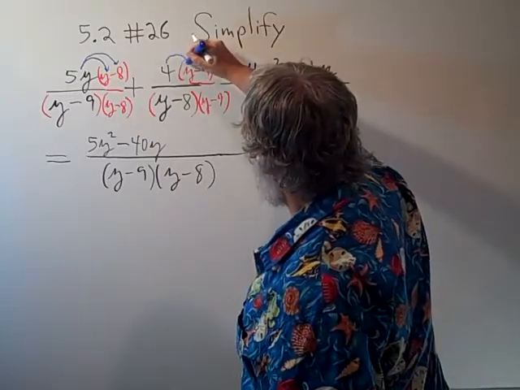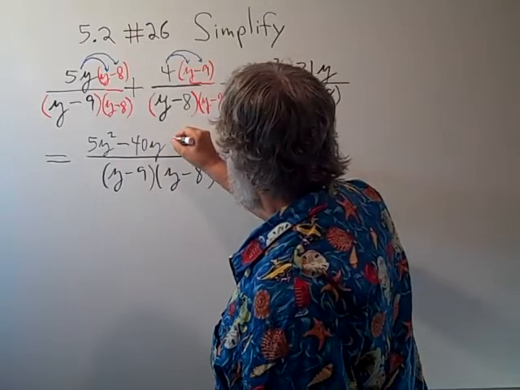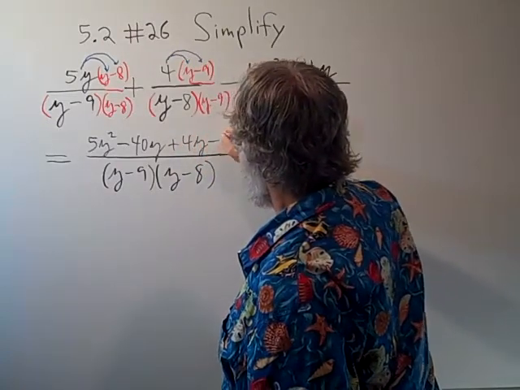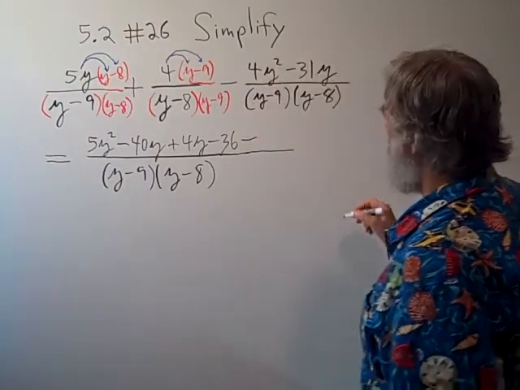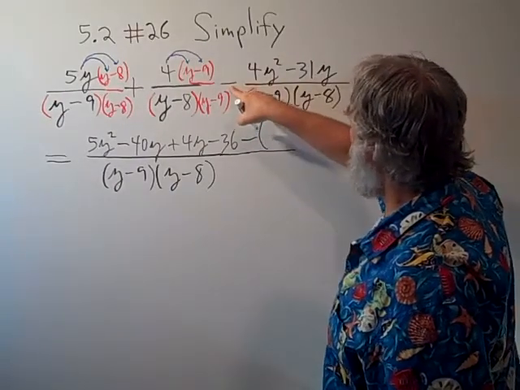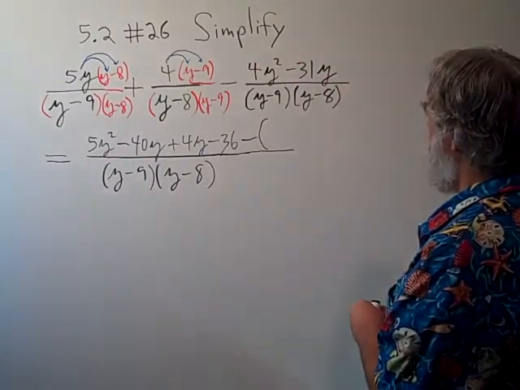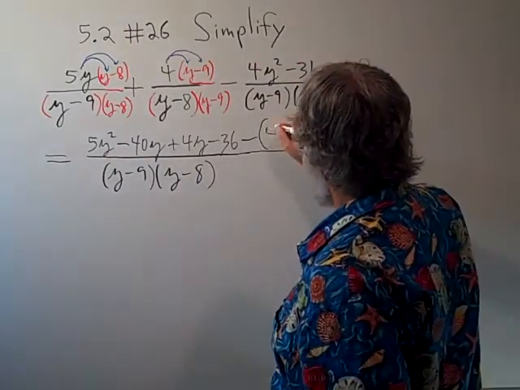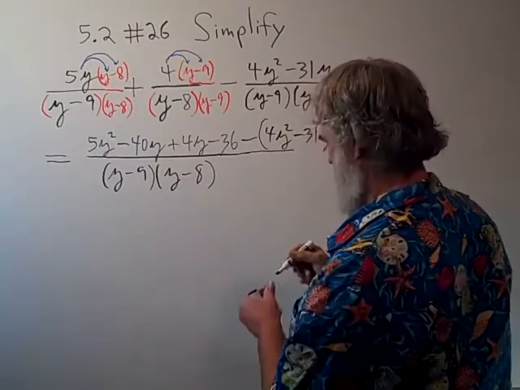And then we have 4y minus 36. And then minus. This time we have to be careful, this negative refers to the whole numerator, so we have to put parentheses up there. And it's 4y squared minus 31y.